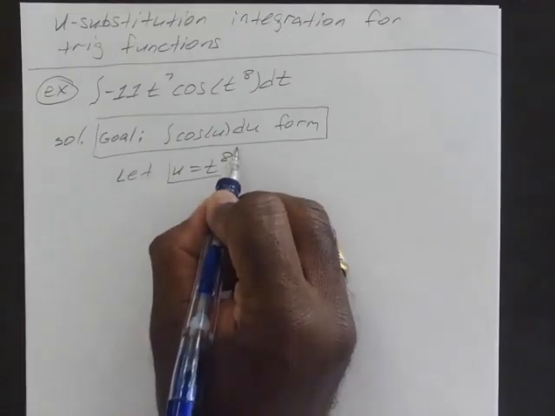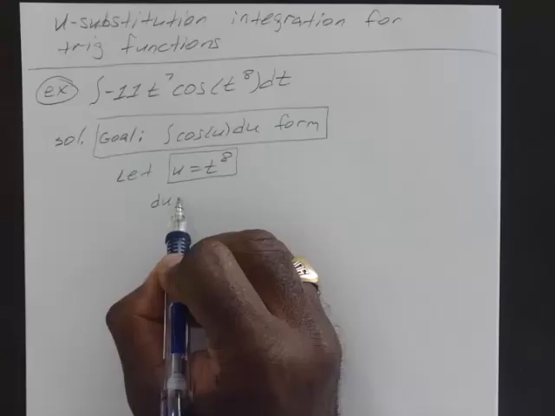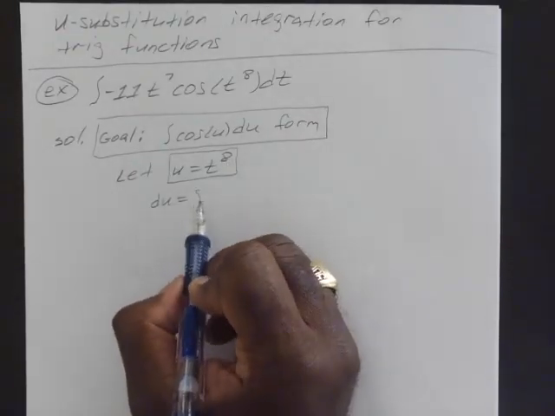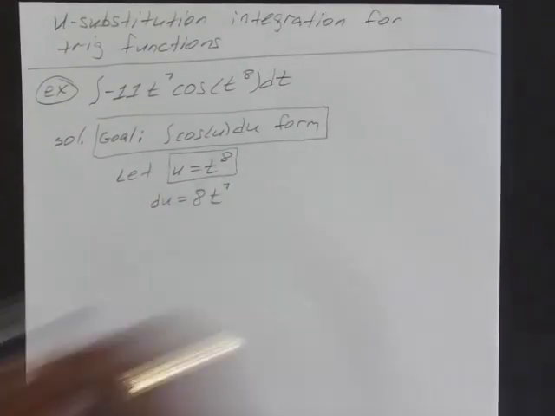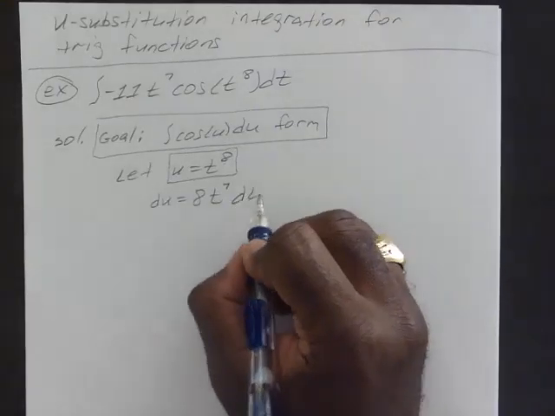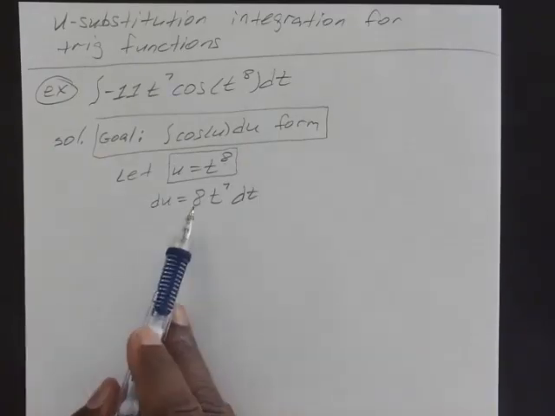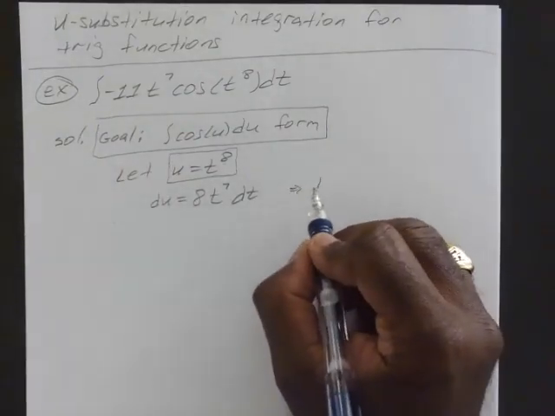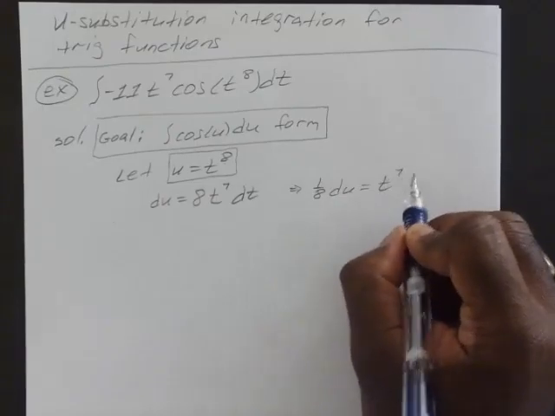And we're going to need that, so let's mark that, which means our du is equal to the derivative of t to the 8th power, so we bring down the 8 times t to the power of 8 minus 1, so that's t to the 7th power dt. So if we go ahead and divide both sides by 8, we get 1 over 8 du is equal to t to the 7th power dt.